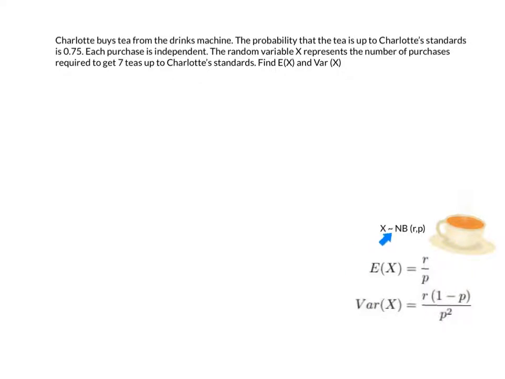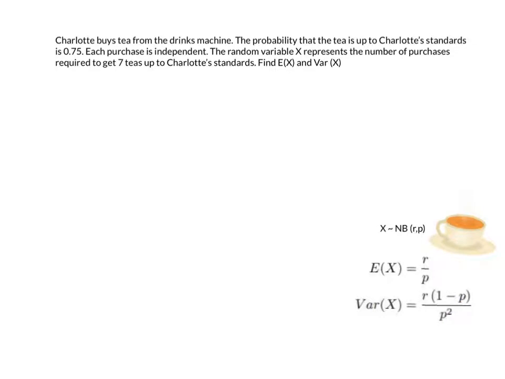So if X is a negative binomial with parameters r, which is the number of successes we want, X is the discrete random variable of how many trials it takes to get r successes. And p is the probability of success on each trial, being independent, of course. The expected amount is r over p. And the variance is r times (1 minus p) over p squared.